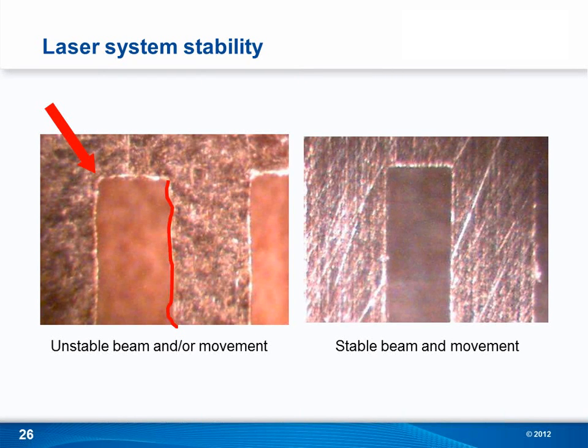If the beam varies in size, the outside location of the aperture wall is going to vary in width, and you get this wiggly line that is shown in the left image. In the right image, you see a very straight wall and excellent corners in the rectangle, so that would indicate a stable beam and stable movement system, which is what you need for a good stencil.